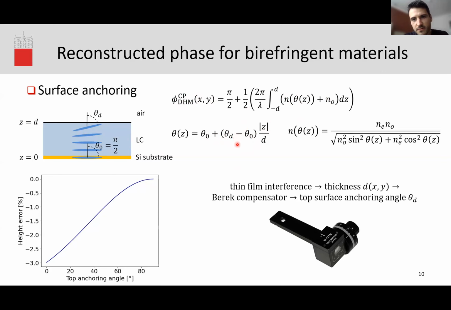But our goal, for example, is here to just determine the topography of the liquid crystal, so we would just like to determine the thickness of the liquid crystal. And what we can do as a first try is to say, okay, what if we replace this integral here with just the extraordinary refractive index and see what kind of error we make for different top surface anchoring angles.